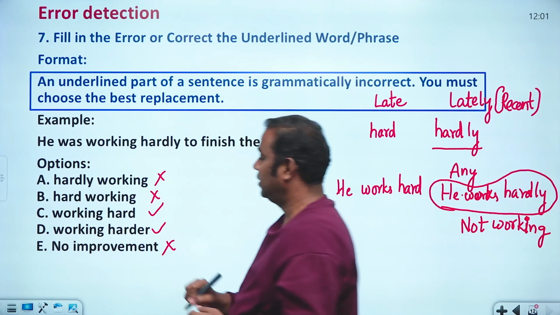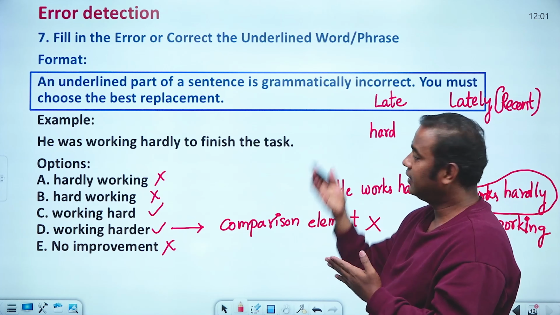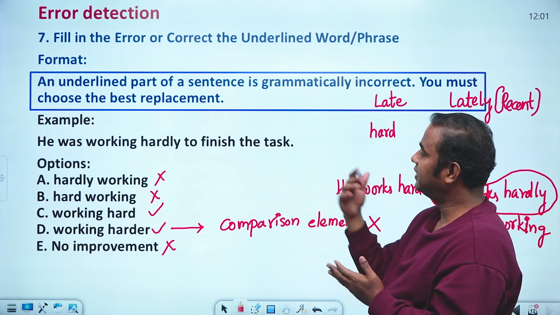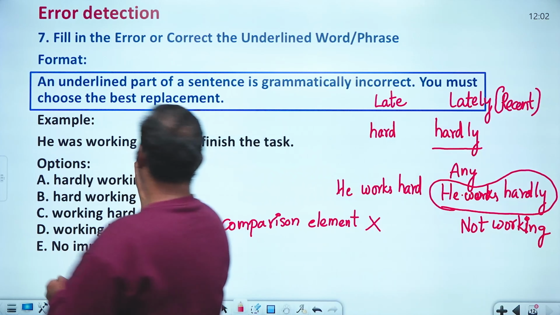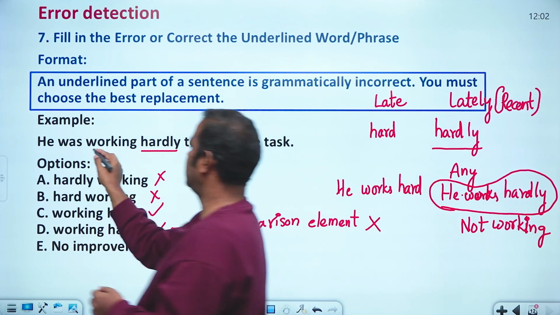So you need a comparison element. This comparison element is missing in the sentence. He was working harder than anyone. He was working harder than Murali to finish the job, to finish the task, like that. If they had given something like that, then this is the right one. But they have not given any sentence like that. So he was working hard to finish the task. So completely this is the sentence. So this is the thing.